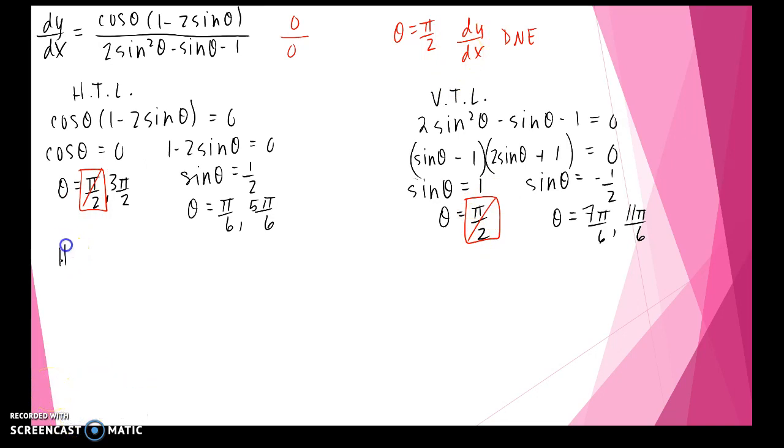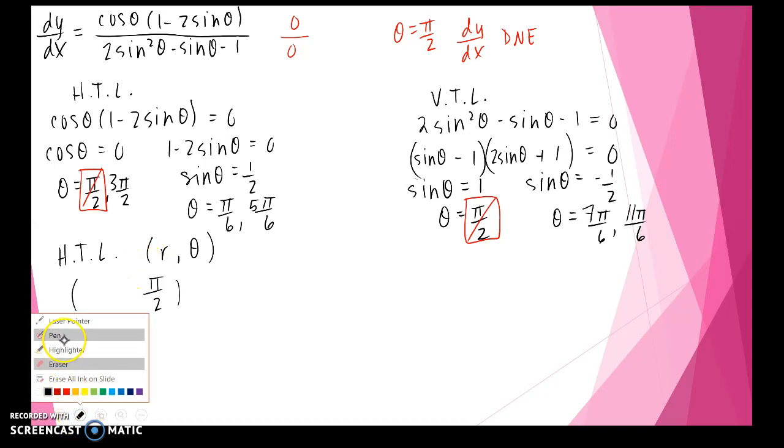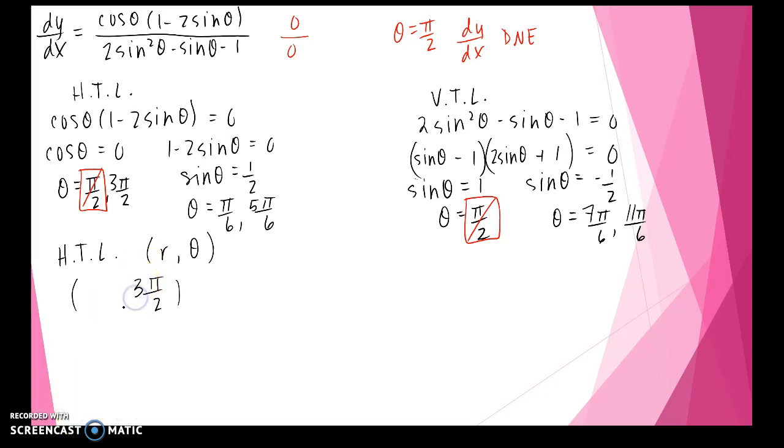Okay, so I'm going to have 3 points where there's a horizontal tangent line on the graph. Now remember, coordinates are written r theta. So they're going to occur at 3 pi over 2, pi over 6, and then 5 pi over 6. Now, where does the radius come from? Remember what our original function was. So the original function was 1 minus the sine of theta.